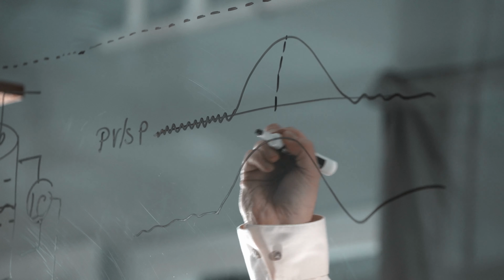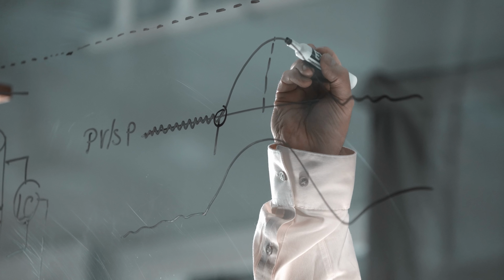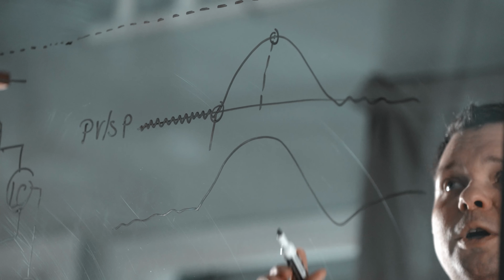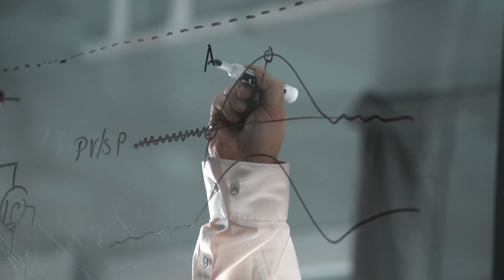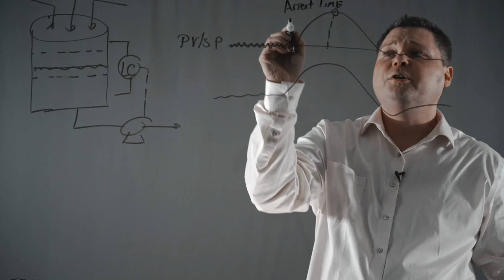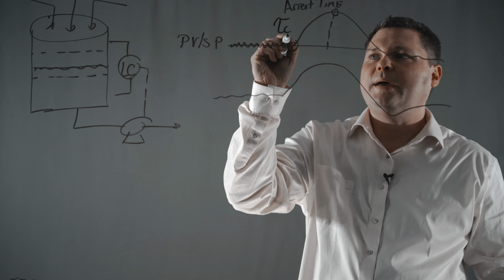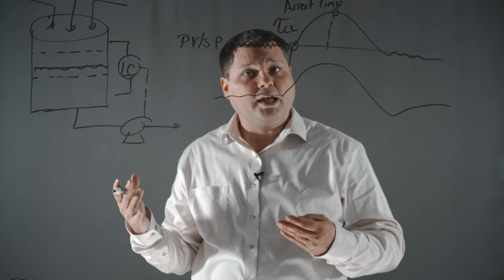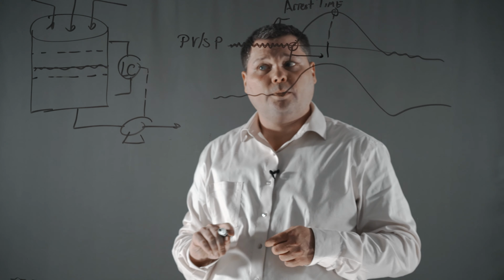The arrest time is the time it takes from when the disturbance hits until the process variable starts to recover or arrest that disturbance. This value right here is known as the arrest time of the process. We also call it, for closed loop systems on level controllers, the closed loop time constant. Okay? Tau C or tau CL, depending on how you want to write it. All right? This is the time it takes to arrest a disturbance.